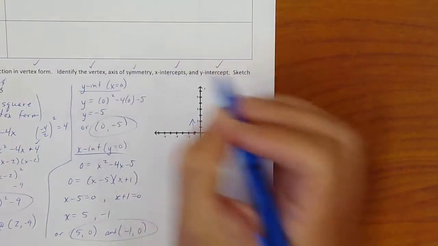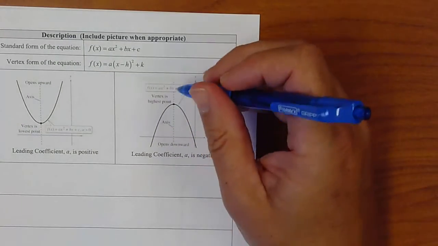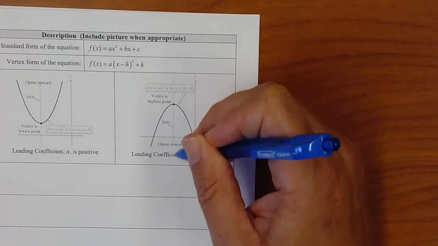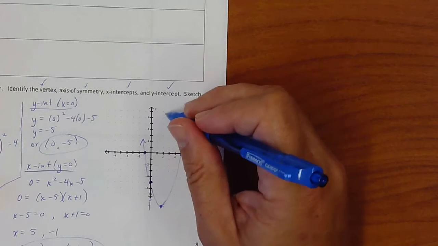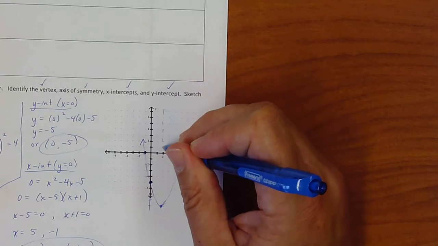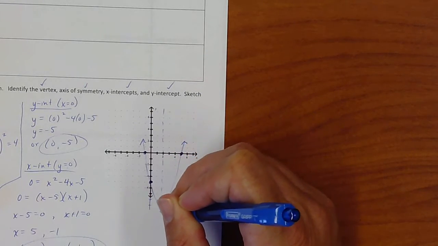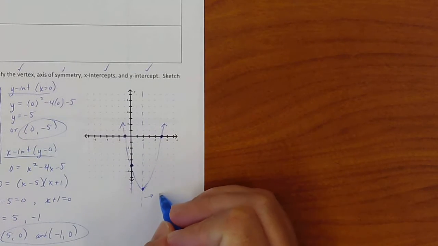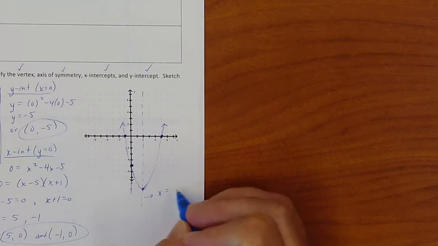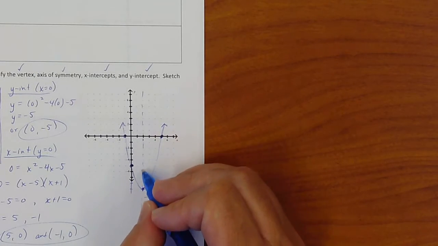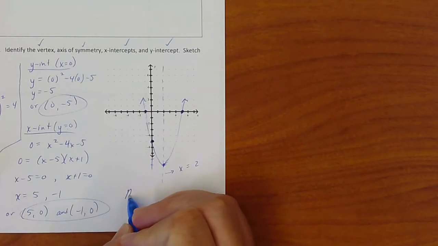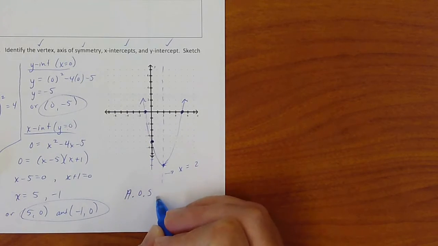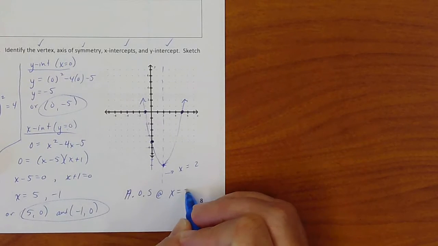Axis of symmetry. It's the line, look at this diagram up here. It's the dashed line that makes this parabola symmetric. I'm going to draw my dashed line in here too. But then we have to identify it and write it down. All vertical lines are in the form x equals some number. So in this case, it's x equals 2. Okay, so the axis of symmetry is at x equals 2.